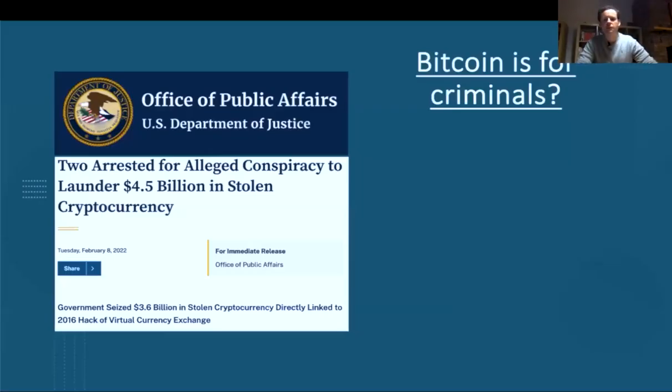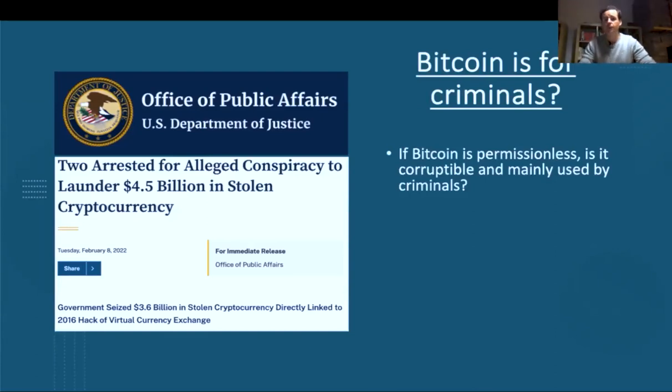And something that we see in the media a lot, and I sometimes get asked, is: but surely Bitcoin is used by a lot of criminals. So let's unpick that. If Bitcoin is permissionless, one accusation that's been portrayed is that it's corruptible and that it's mainly used by criminals because it's permissionless.